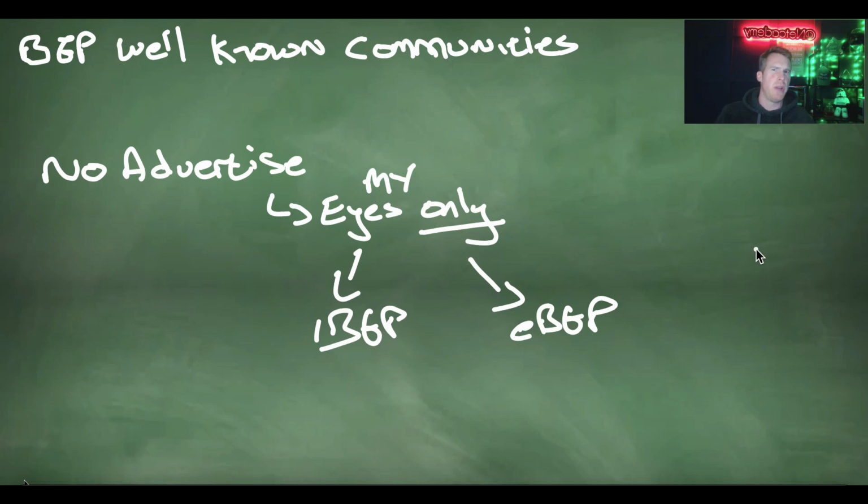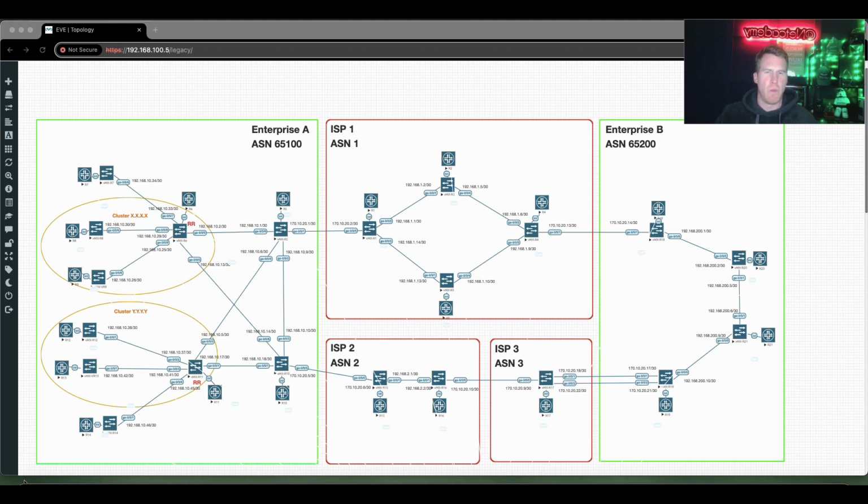So why would you actually use a community that is set to no advertise? Well, let's jump back to the lab and see what the use case is. So here we are back in the lab. What is the use case for this no advertise BGP well-known community? If we look at it from a service provider's point of view, just for example, I'm going to draw another network here, and let's call this Enterprise C. It doesn't matter what the ASN, the autonomous system, is at this point.